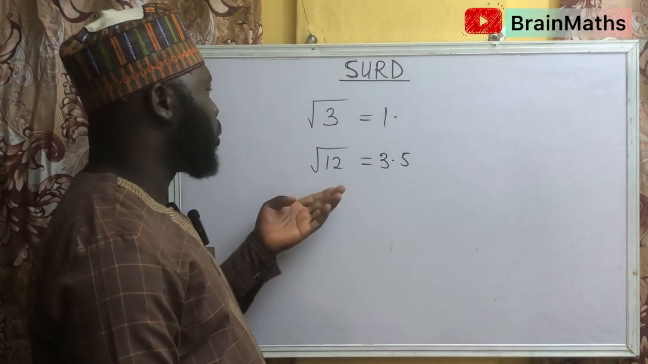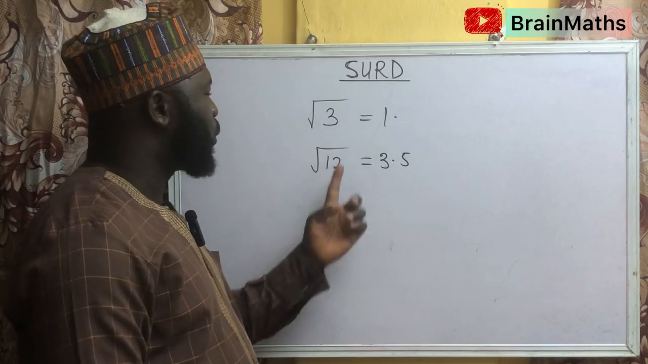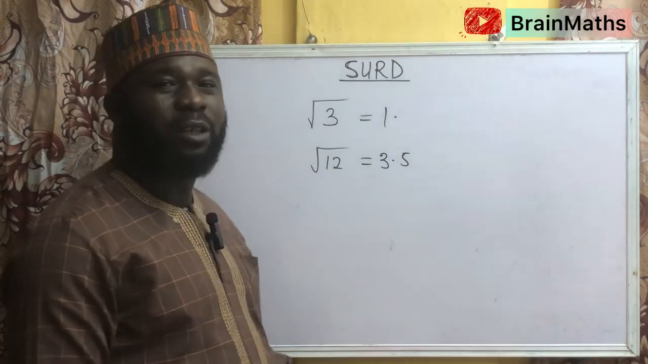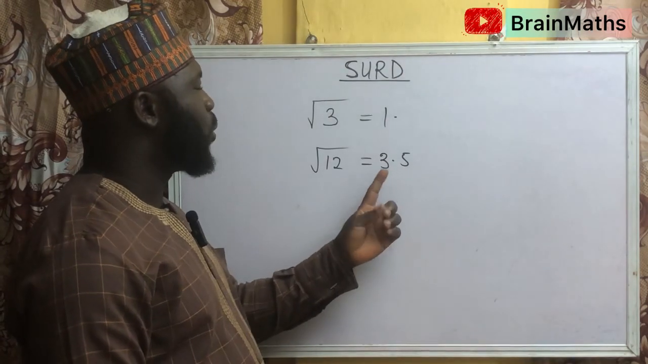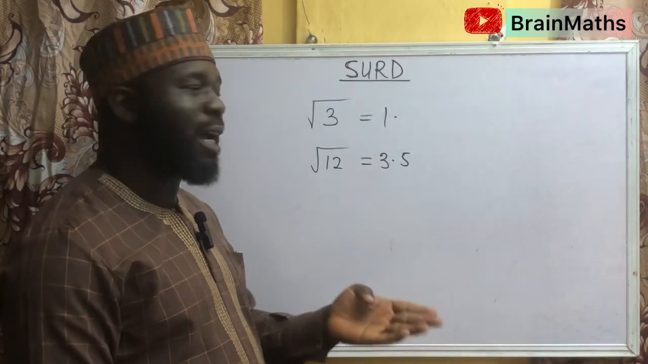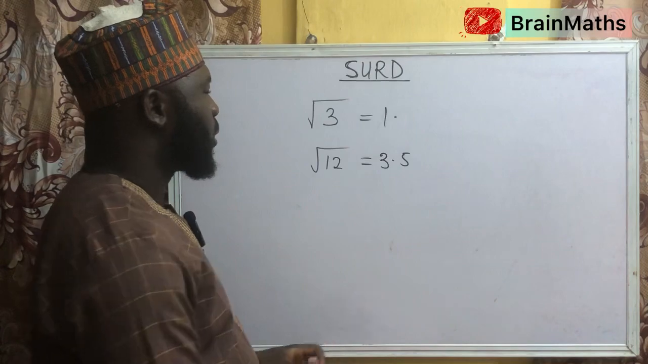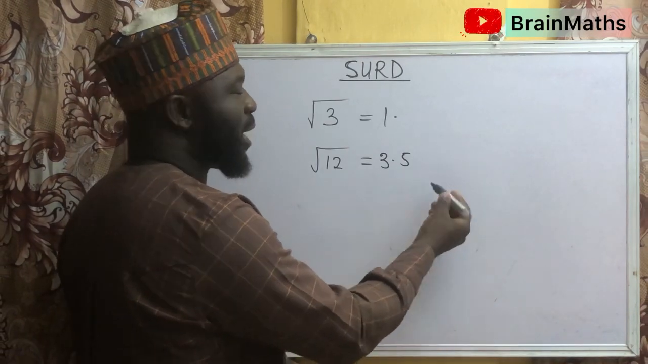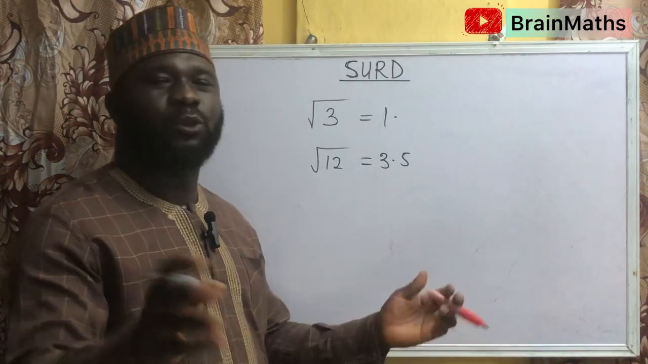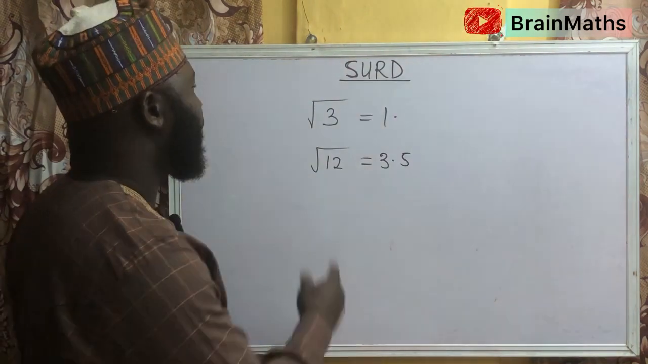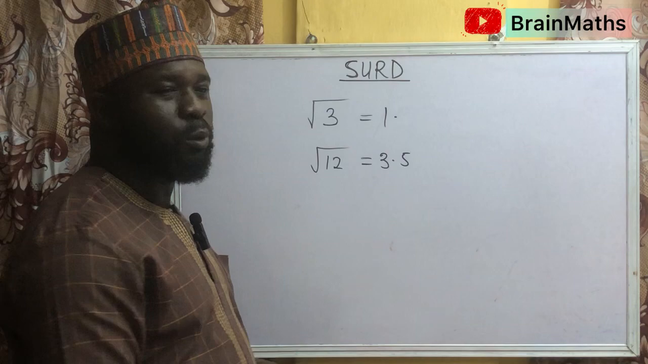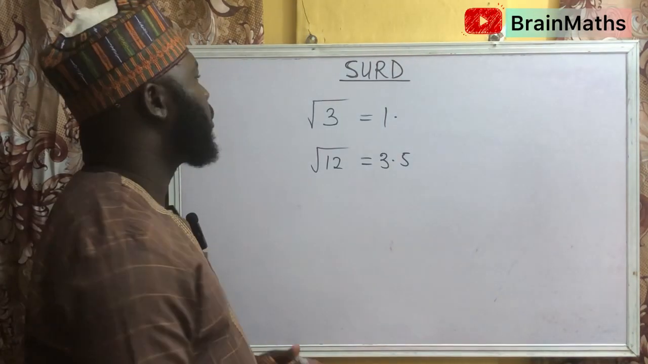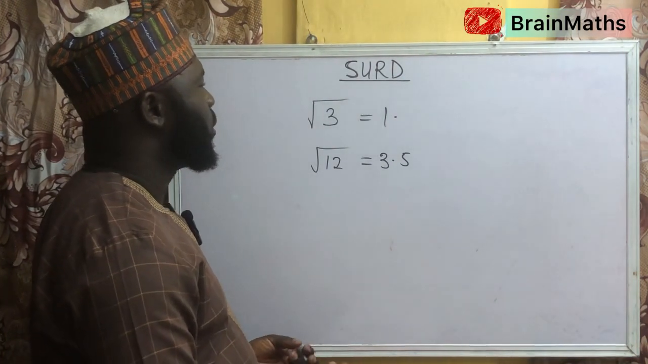And mind you, whatever is given to us in this format that does not have a perfect square root will actually lead us to decimal numbers that have no end, because this one may be 3.5678 and so on. So in that wise, we have introduced SURD into mathematics. Now let's look at the rules of SURD.